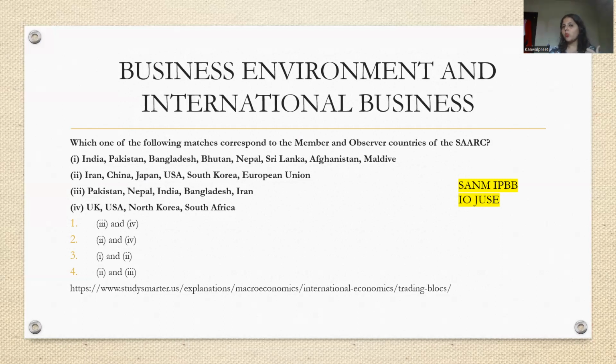Now see, when I study about one trading bloc, there are so many blocs. You will get NAFTA, which has been renamed. Okay. Then we have European Union. Then you have ASEAN, SAARC, and so on. So see, the member countries, the observer countries, or recently which country has been added to it, or which country has made an exit, or where it is located, or whether its summit or conferences are going to be organized. So here the correct answer is third, first and second. Okay, they are asking which of the following matches correspond to the member and observer.